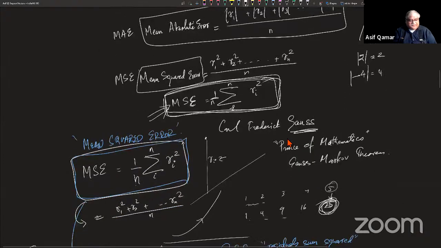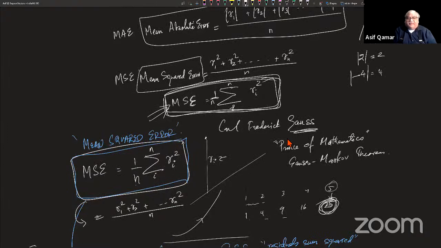When you square the errors, it is the most common way of doing it, mean squared error. For many reasons, it's a preferred way. In fact, I mentioned this great mathematician, Carl Friedrich Gauss. Gauss is, of course, considered the prince of mathematics. He's a person of the same caliber, but in a different area, as India's Ramanujan. Ramanujan was perhaps the greatest number theorist who ever existed. In the same way, Gauss is considered to be the prince of mathematics. He made prolific contributions to analytical mathematics, the calculus kind of math.